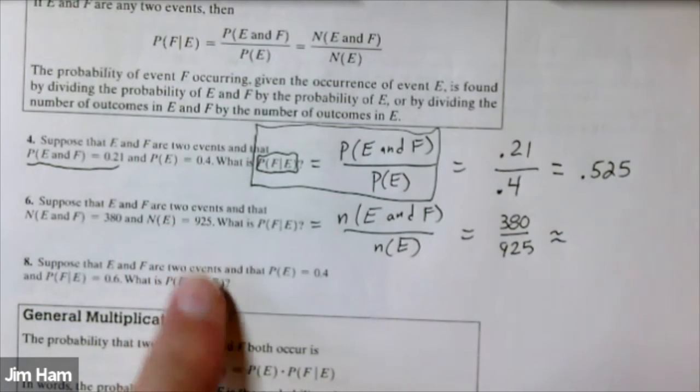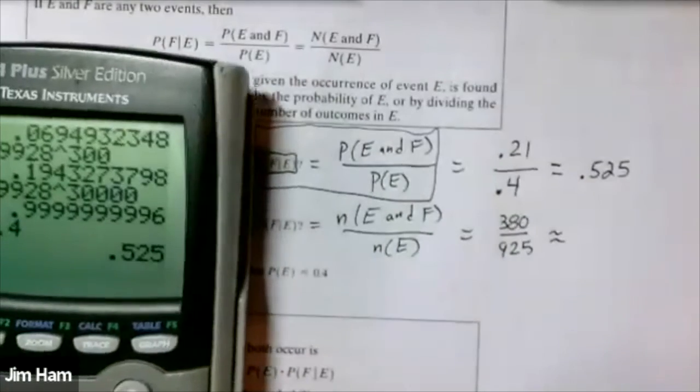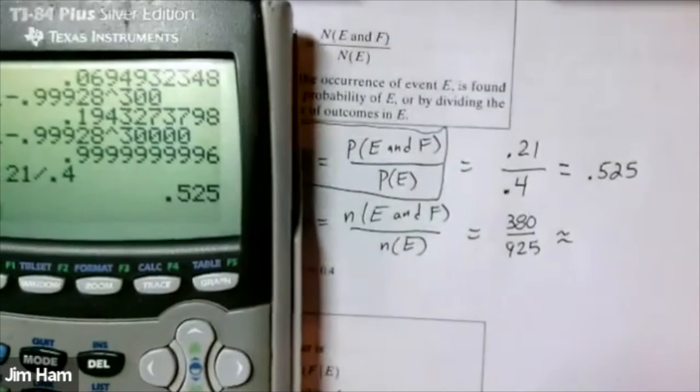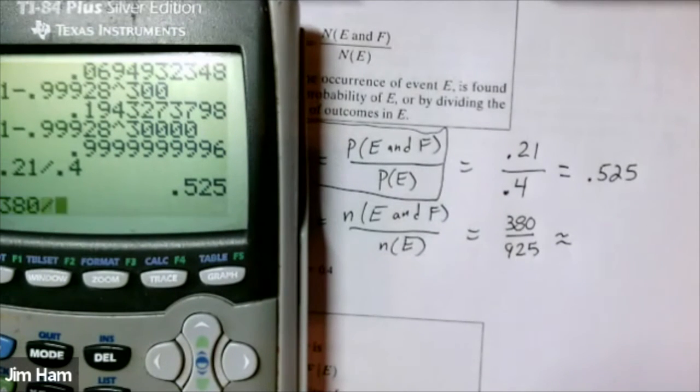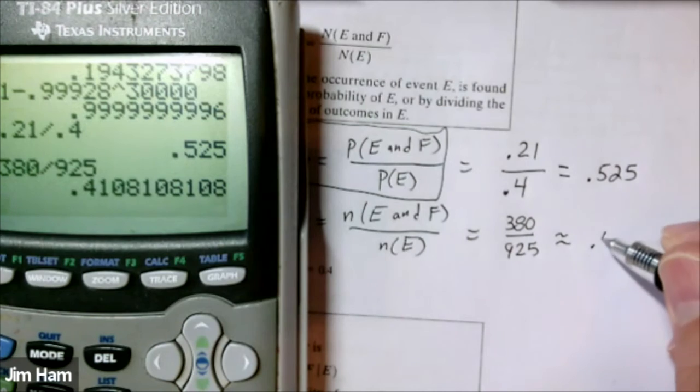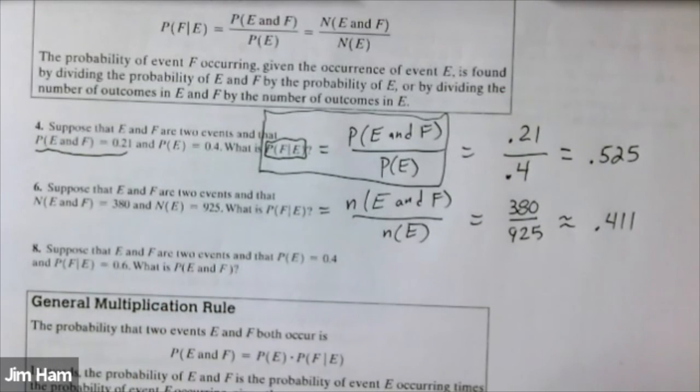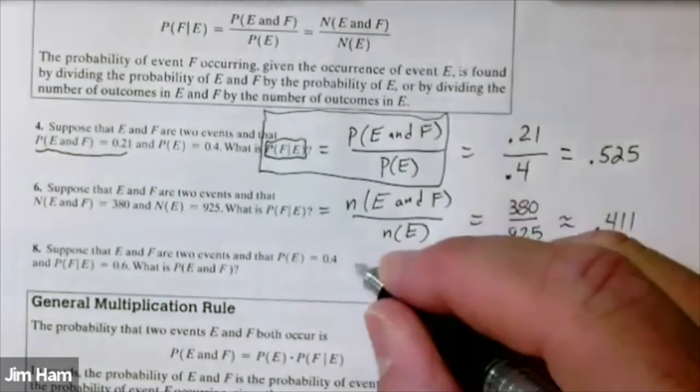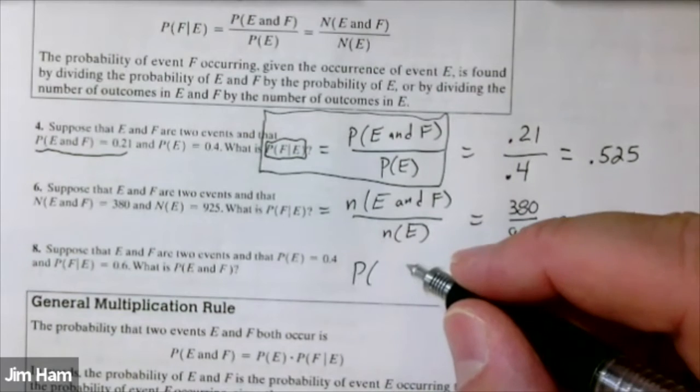And then we're just going to get the calculator out, and we can convert it to a reduced fraction, or we can just round it to 3 decimal places. And this one here, it's the same thing, but we're going to use the general multiplication rule.